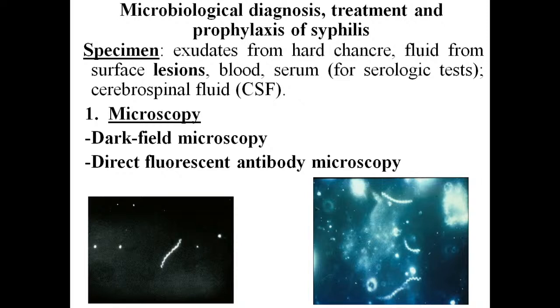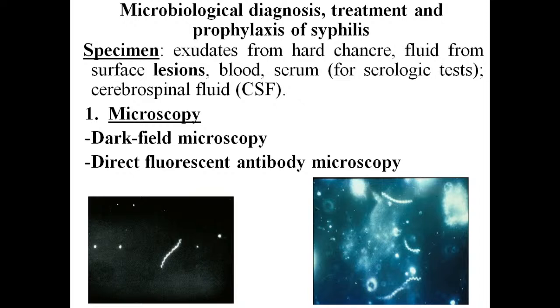Secondary syphilis is a disseminated infection, so we should collect blood. Serum is collected for serological tests, but you should remember that antibodies are absent in the serum of the patient during the incubation period, during the first 3 weeks. And cerebrospinal fluid is collected in tertiary syphilis.